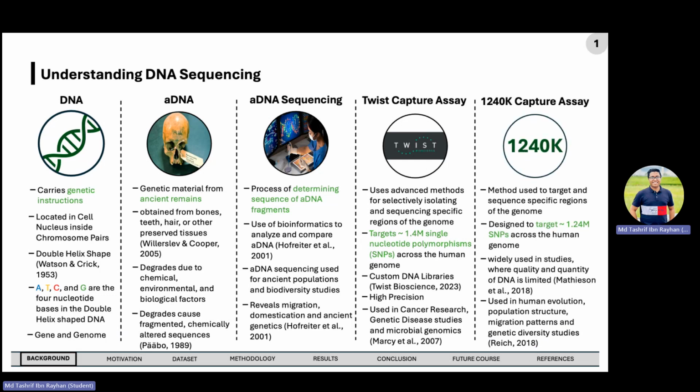Moving on to the 1240K capture assay. This is specifically designed to target and sequence about 1.24 million SNPs across the human genome, and this method is particularly advantageous in studies where the quality and quantity of DNA are very limited, such as ancient DNA research. The 1240K capture assay is extensively used in studies of human evolution, population structure, and migration patterns, and also genetic diversity, and it makes it a very powerful tool in understanding our genetic history.